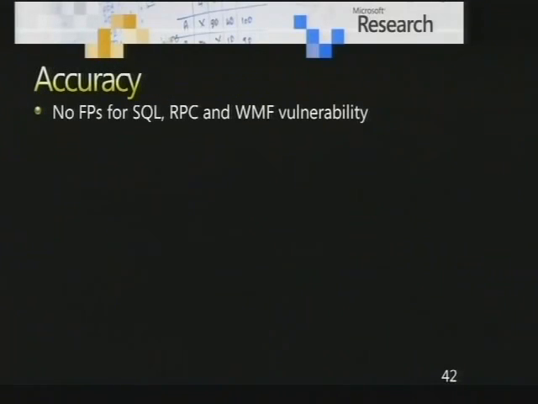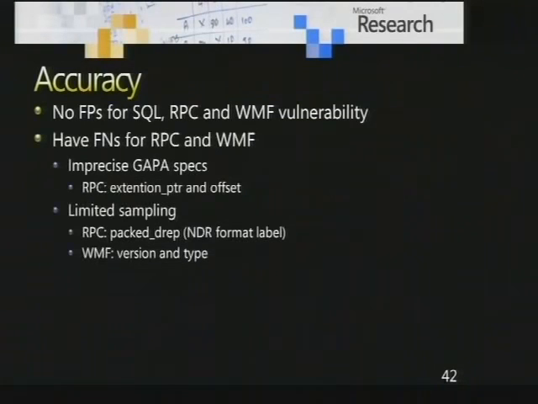For accuracy, as I said, we didn't observe any false positives for the three vulnerabilities. However, we do have false negatives. The reasons are mainly twofold. First, we may have an imprecise data spec. If the data spec is not accurate or complete, then we may have false negatives. And second, we do sampling, and when we do sampling, we may have false negatives.